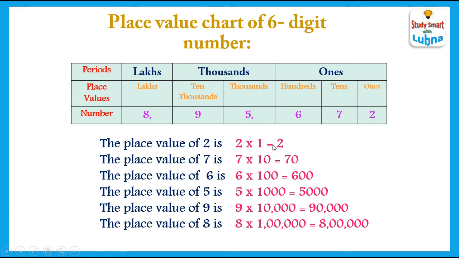The place value of 2 is 2 times 1 equals 2. The place value of 7 is 7 times 10 equals 70. The place value of 6 is 6 times 100 equals 600. The place value of 5 is 5 times 1000 equals 5000. The place value of 9 is 9 times 10,000 equals 90,000, and the place value of 8 is 8 into 1 lakh equals 8 lakhs.